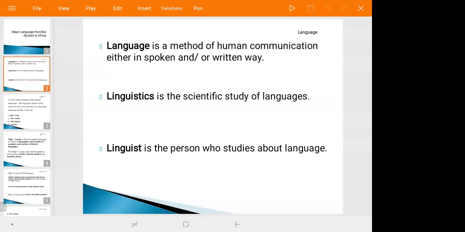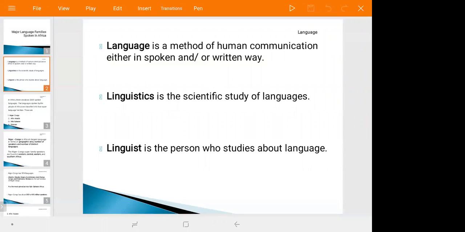And it uses words, and the words are in a conventional and structural way. And we said here, a method of human communication. Why? It's only human beings who have what? Languages. Other beings, other animals, they have a way of communication, but that way of communication is not language. Yes, it is only humans who have language.